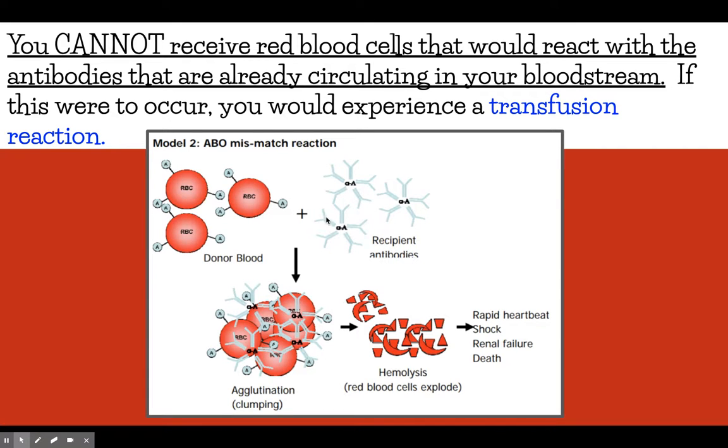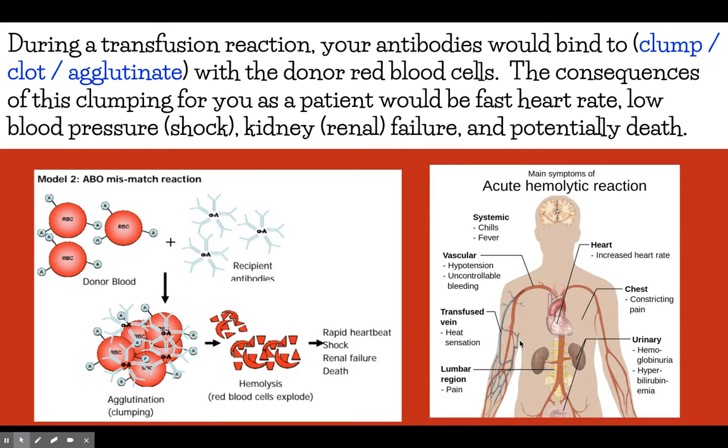It's like circle and triangle, but the color matches up. These are anti-A. They would bind to those A antigens on the donor red blood cells and blow up those cells. Hemolysis. The red blood cells would explode. When that happens, there are a host of terrible symptoms in many parts of your body, but the end result can be death. You get really, really sick and potentially die if you're given red blood cells that react with your antibodies.